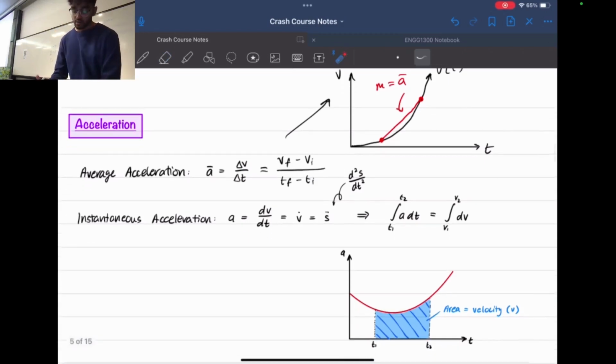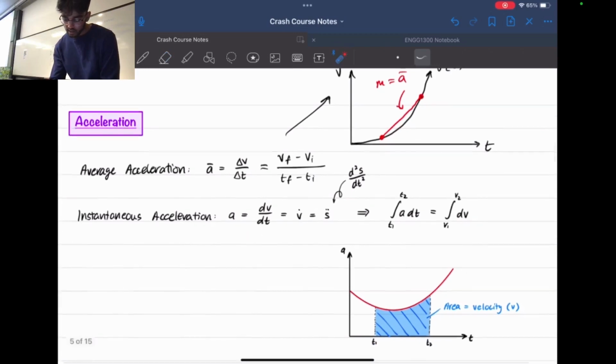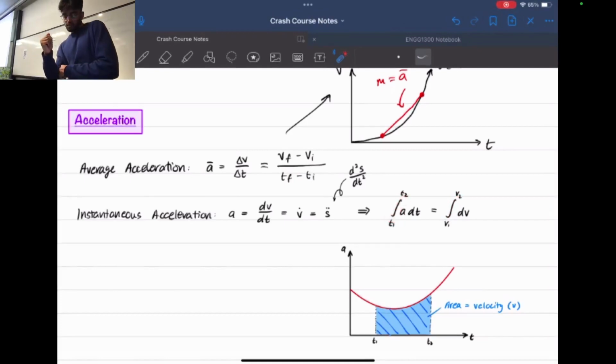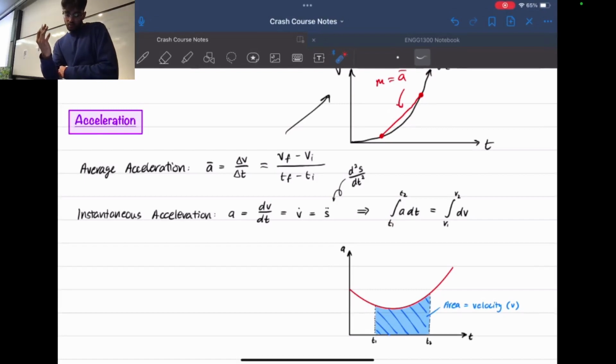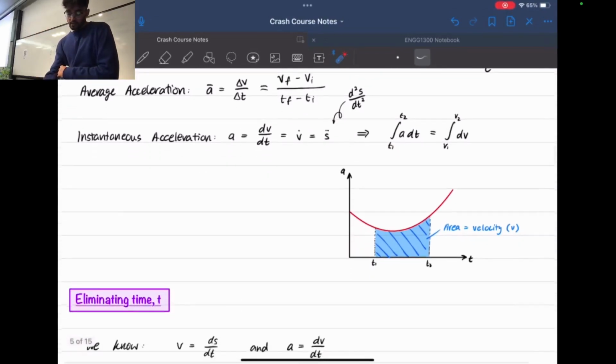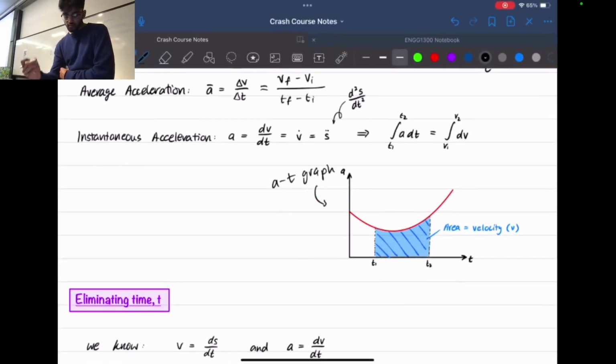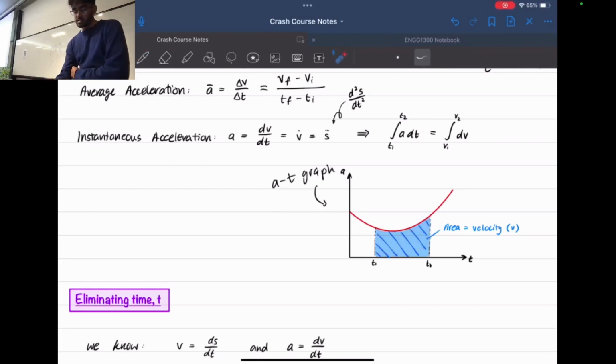And again, we can break it up. We can say that the integral of dv between v1 and v2 is equal to the integral of acceleration with respect to time from t1 to t2. So drawing up an acceleration time graph, AT graph, the area under the curve between t1 and t2 gives us our velocity.